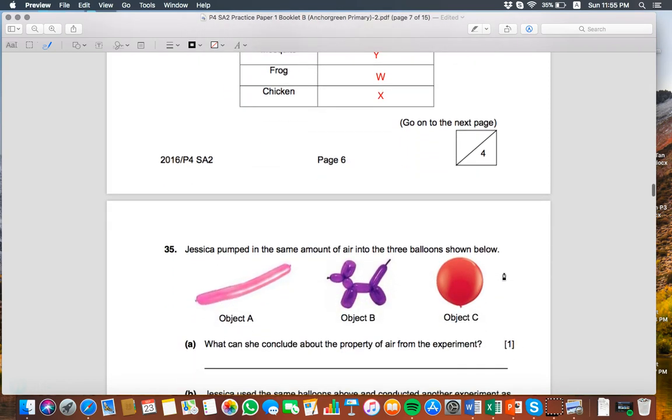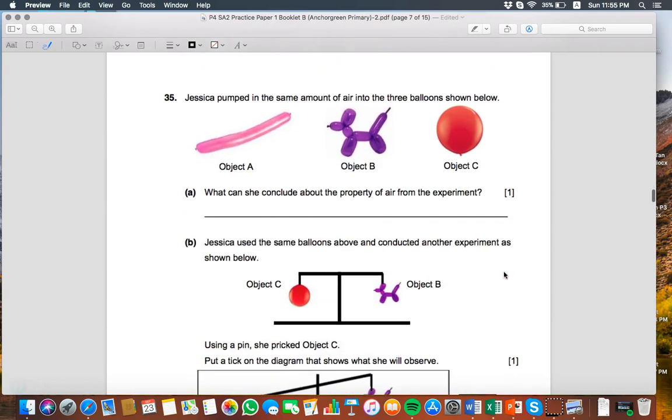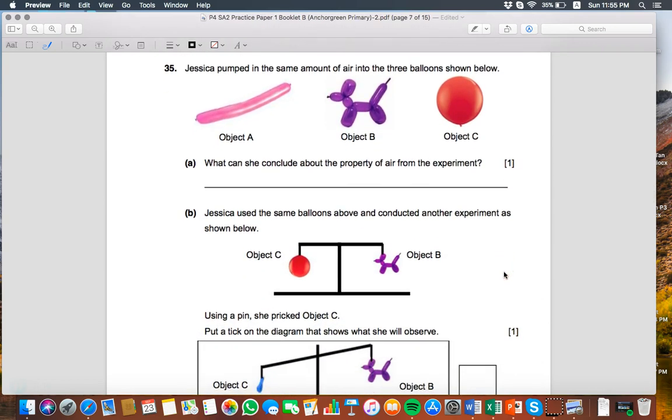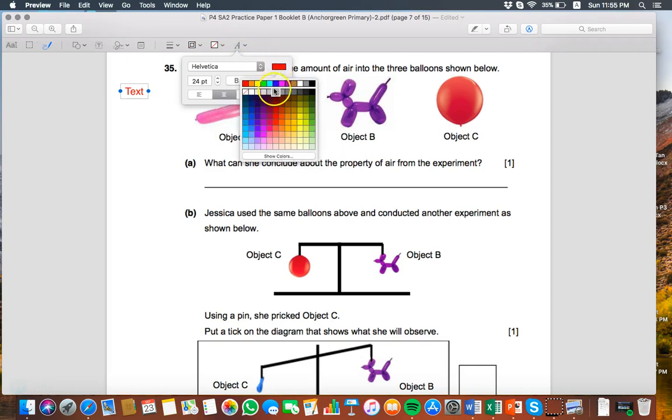Okay, let's move on. Jessica pumped in the same amount of air into 3 balloons as shown below. What can she conclude about the property of air from the experiment? So what are the different properties of air that you can remember? You have to recall the properties of air.